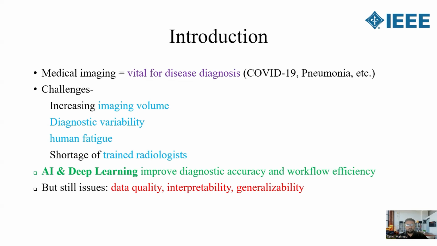Medical imaging plays a vital role in detecting diseases like COVID-19 and pneumonia. However, the increasing volume of radiological data, diagnostic variability, and the shortage of trained radiologists make disease diagnosis challenging. Artificial intelligence and deep learning have greatly improved image-based diagnosis, but they still face issues such as data quality, interpretability, and generalization. This research aims to overcome these limitations using a hybrid deep learning approach.